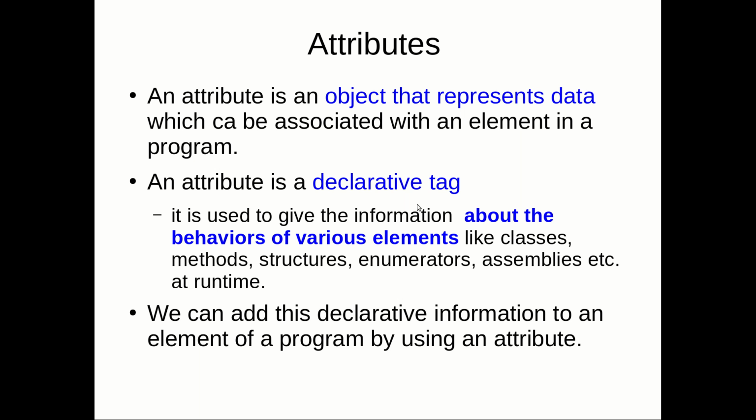So during the runtime, I want to give some information to the user saying that this particular method is an obsolete method, or this particular class is upgraded, or the members of this particular structure are to be used this way. So if you want to give these kinds of information to the user at runtime, then I can make use of the attribute, which is a declarative tag of these elements. Now we can add this declarative information to an element of your program by using the attribute.